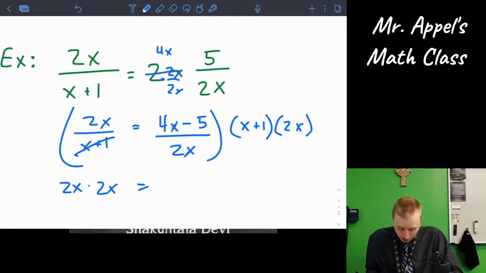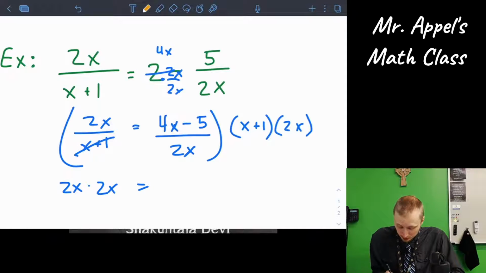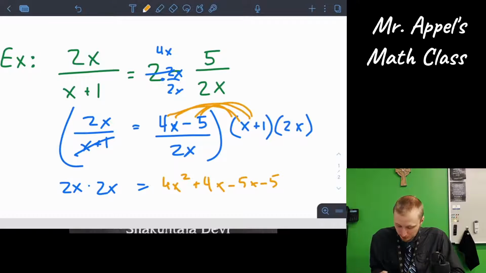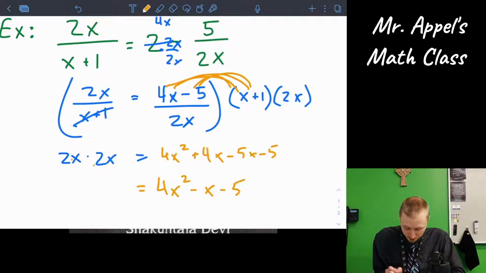Which means, oh, looks like we are distributing here. So let's see, 4x times x is 4x squared. 4x times 1 is 4x, minus 5x, minus 5. Okay, combine like terms there. 4x squared minus x minus 5, and 2x times 2x is 4x squared.